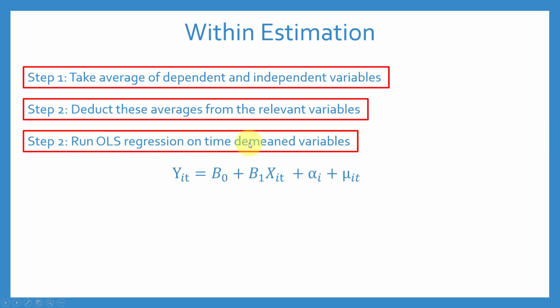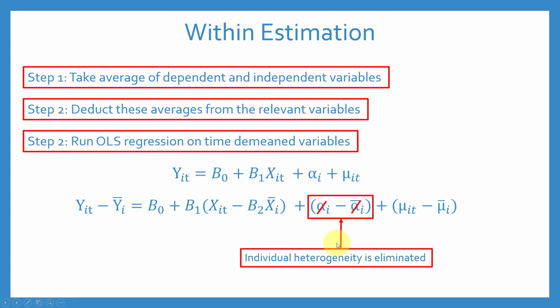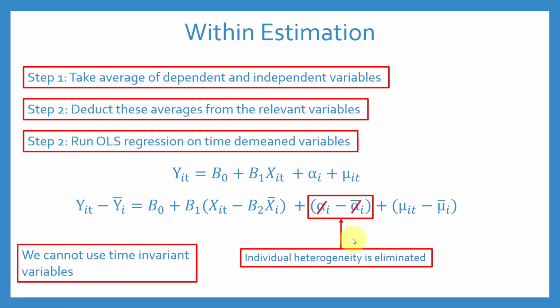So let's just say we have this equation over here, we have this alpha_i, and what we do is we take the averages of these variables and we deduct these averages from each observation. So instead of collapsing the data, we do have a panel data as opposed to the between estimation, but we deduct the mean from each value. And by doing so, remember the mean of a constant is also a constant, right? So by doing so, we are eliminating the individual heterogeneity from the model, right? But again, the issue with within estimation is that we cannot use time-invariant variables.